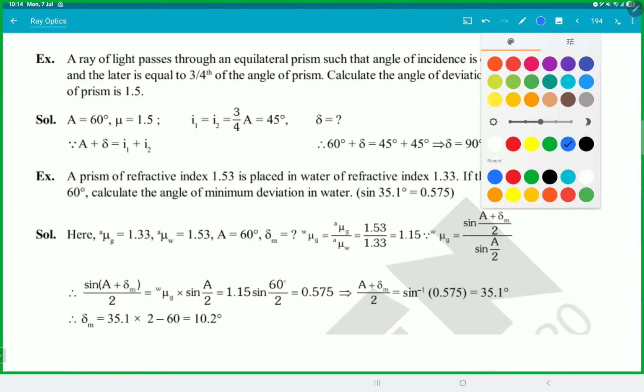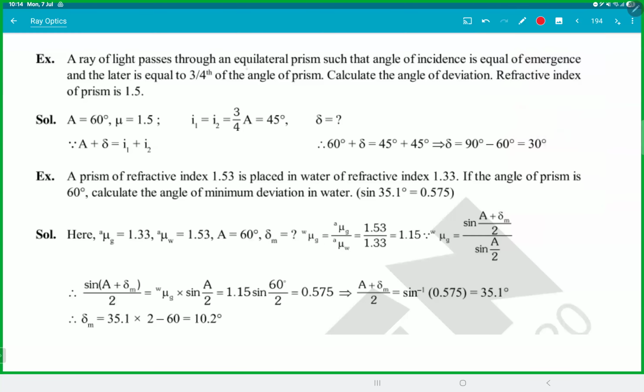Done. Look at this thing. A light ray passes through an equilateral prism. So he's saying A is 60 degrees. The angle of incidence is equal to the angle of emergence, which is equal to 3/4 of the angle of the prism. He's saying I is equal to E is equal to 3A by 4. Then we know deviation delta is nothing but I plus E minus A. So this will be 3A by 2 minus A, which is A by 2, and A is 30 degrees.